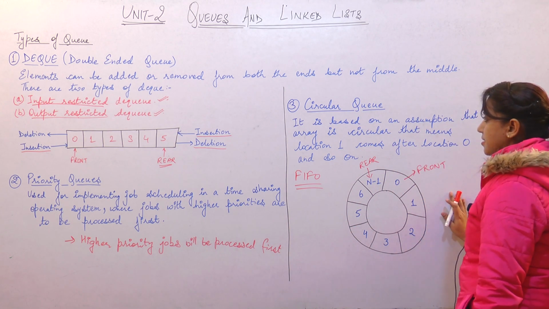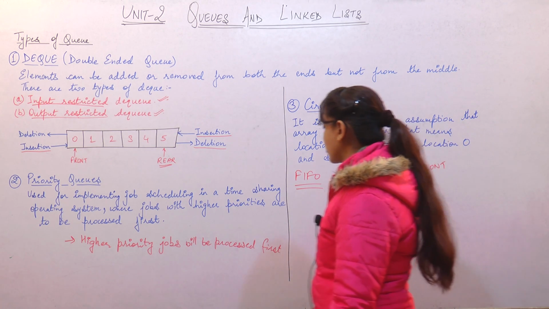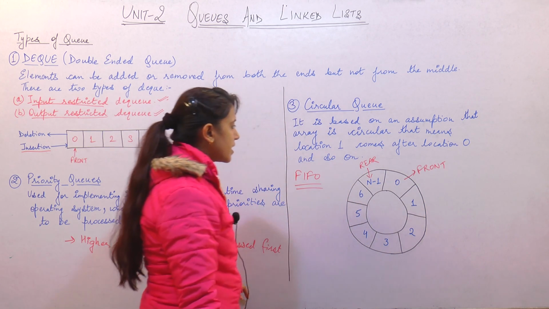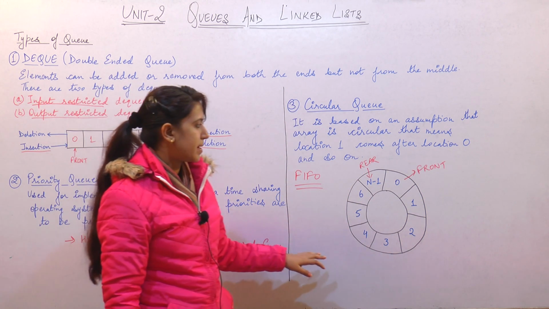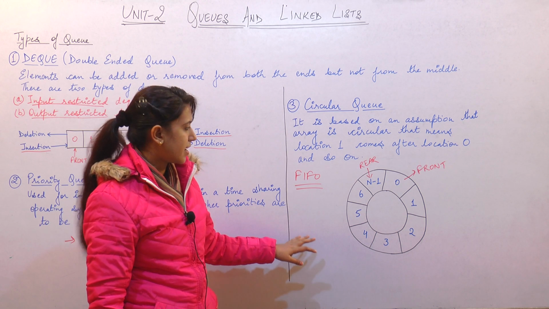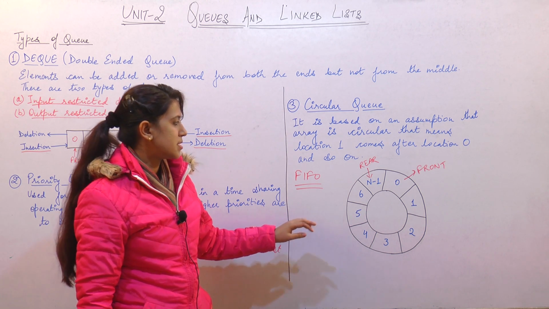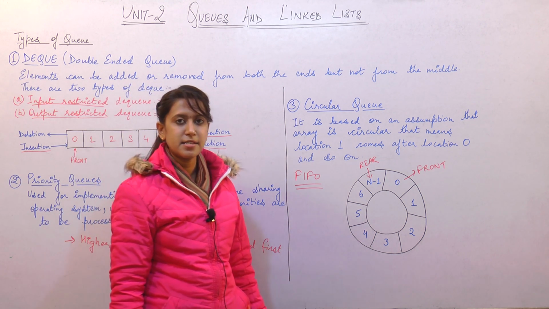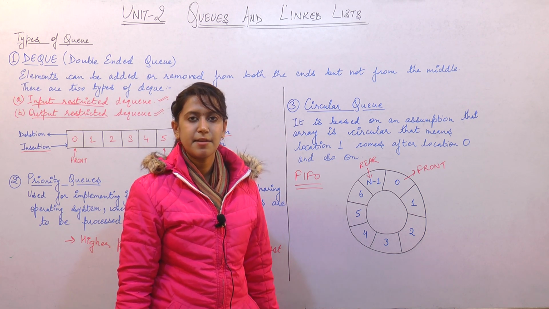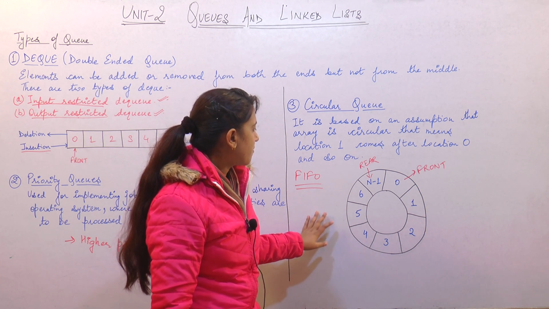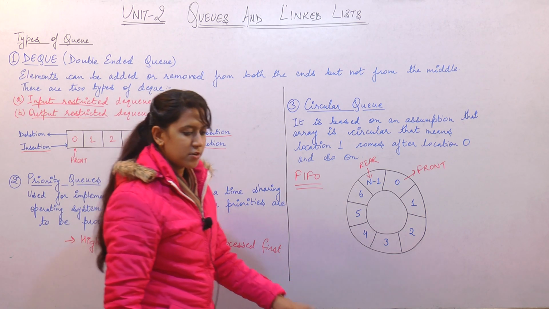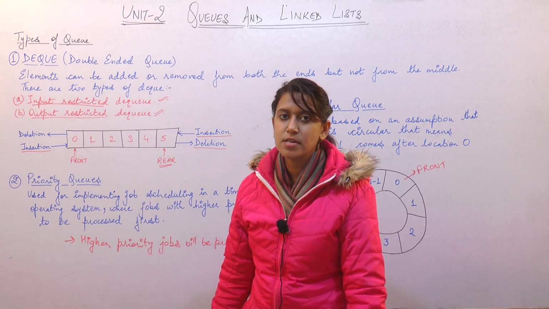Coming towards the third type of queue, circular queue. In circular queue, we are inserting any new element or deleting an already existing element based on the FIFO principle. That means the element that is inserted first will be the element that will be removed first from the circular queue. So this was all about types of queue.